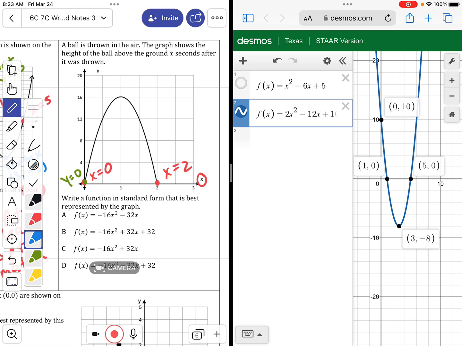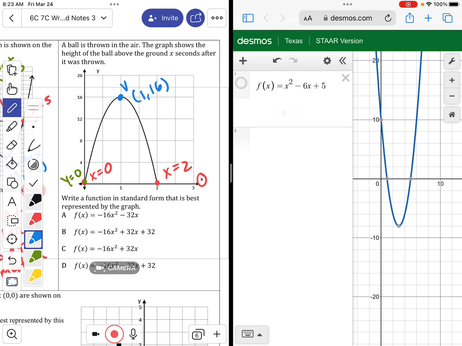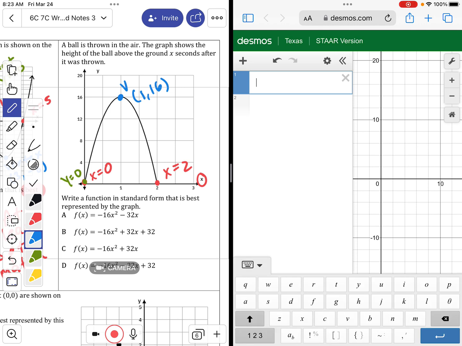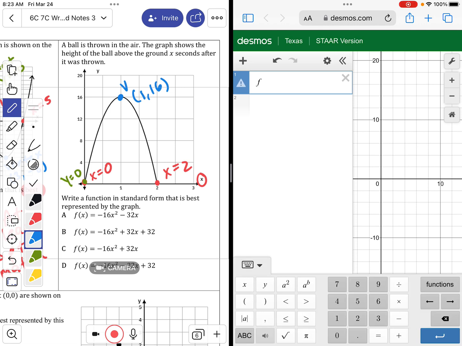But if you were not able to find that one right away, you still have the vertex here. And the vertex here is (1, 16). So now let's go ahead and start testing some of these out. Once again, I'm starting with A.